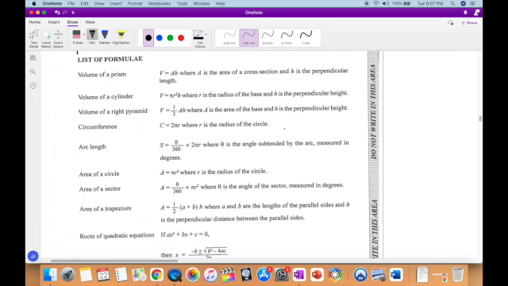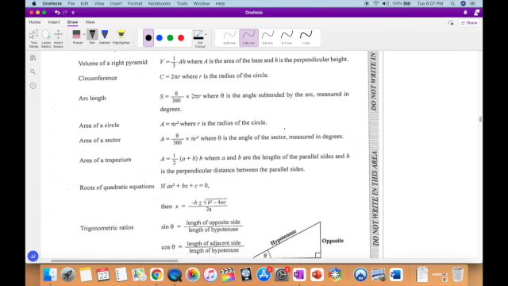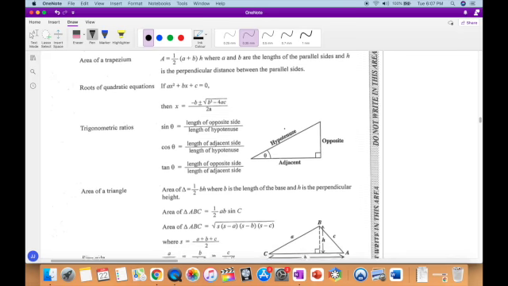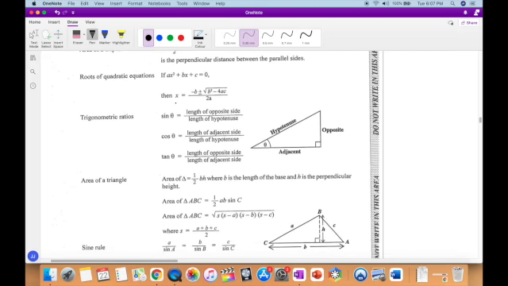It has a couple of volumes, circumference, the length of an arc of a circle, area of a trapezium, the roots of a quadratic equation. So it has your quadratic here. It has the SOHCAHTOA over here. Oh, SOHCAHTOA is there, boy. I didn't even realize they had SOHCAHTOA.